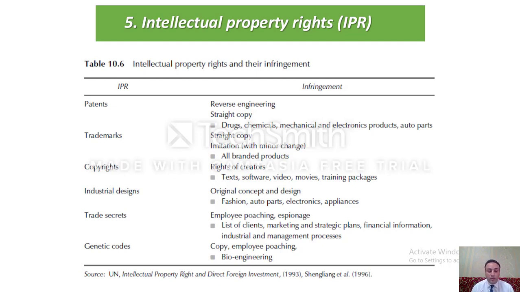So you are an employee working in some company. There are trade secrets. You can look at these secrets by the nature of your job and so on. So, for example, the list of clients, the marketing plan or strategic plan, financial information, industrial and management processes, all these trade secrets that employees can poach. Finally, the genetic codes also can be copied, or through employee poaching, like bioengineering and so on.